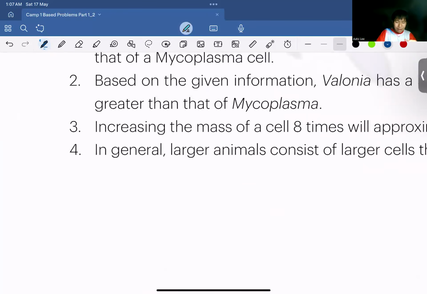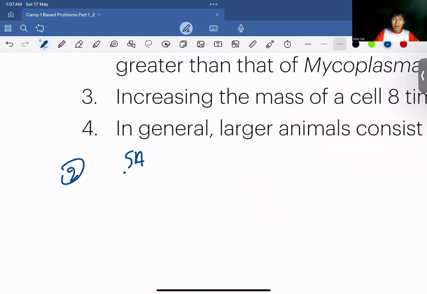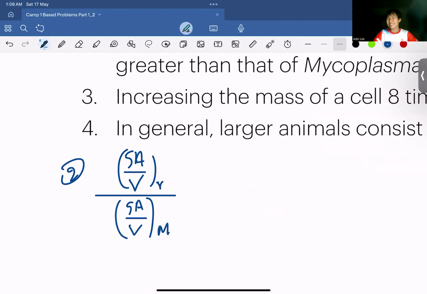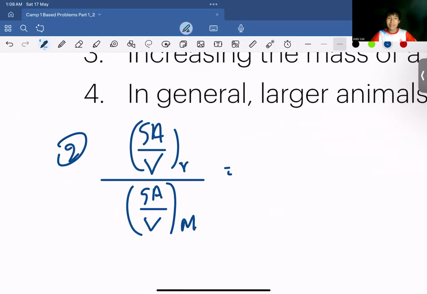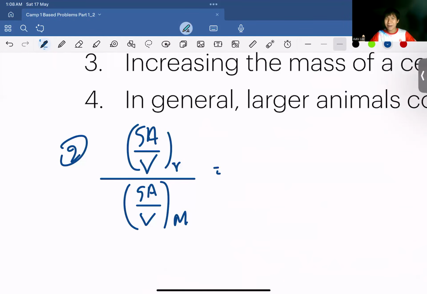We're going to do pretty much the same thing, but instead of volume, we're going to use the ratio. So it's basically fractions over fractions. It's going to be a little overwhelming, but in actuality, it's not really. Now we're just going to plug in the equation for surface area, that's 4 pi r squared. For the top, it's Valonia.